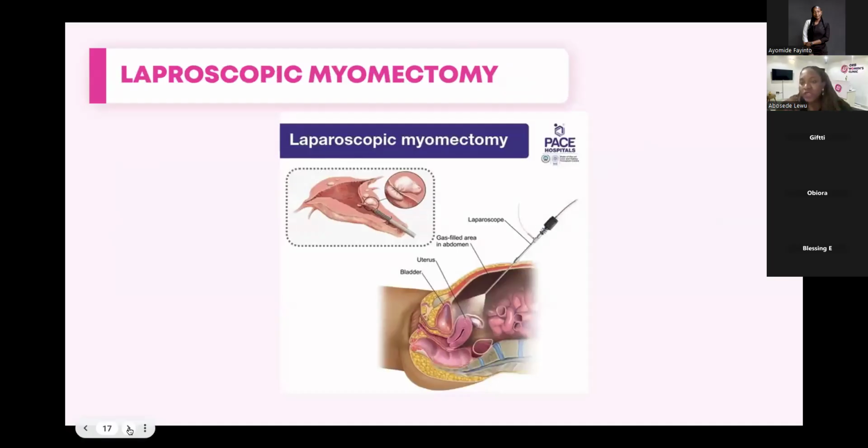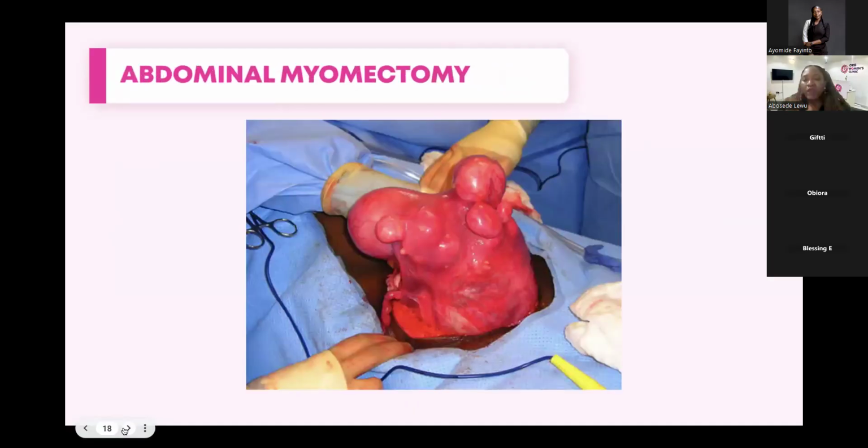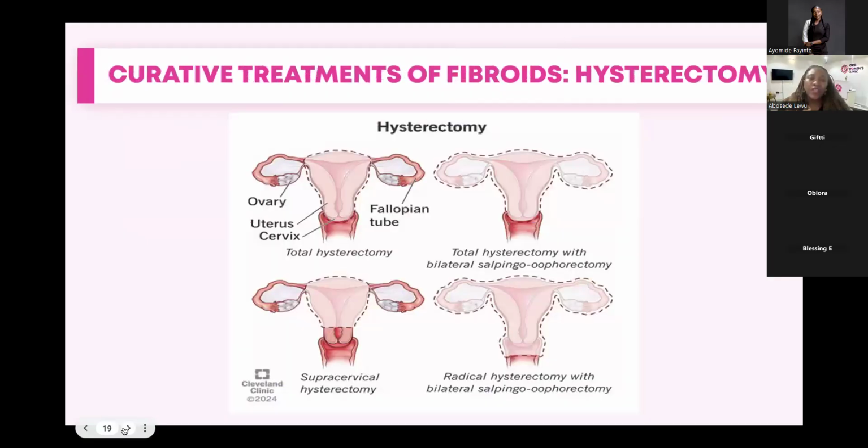Laparoscopic, this one is through the abdomen, but it's just small instruments that are put in and it's watched on the video, and those fibroids are removed. And of course, this is the popular one where the main surgery is done. The womb is brought out, the fibroids are removed, the womb is repaired and returned back into the cavity. Now, like I said, this one is the one that is amenable for women that are tired of the womb.